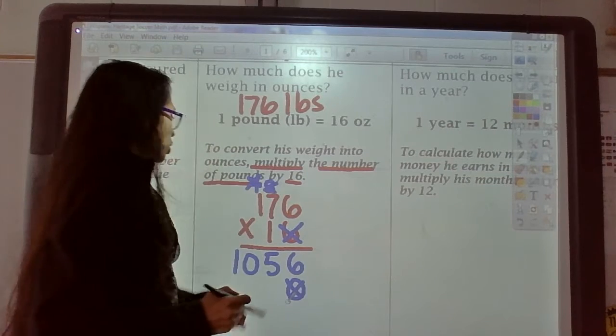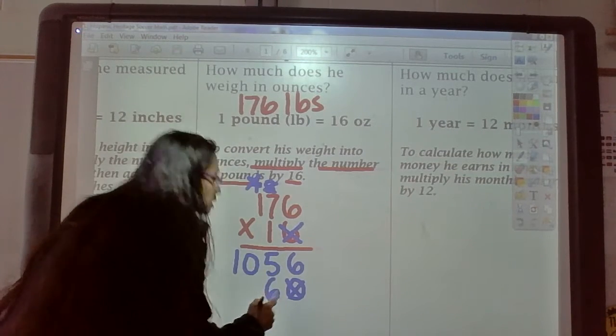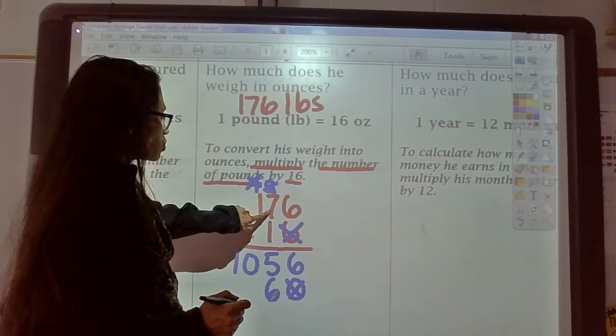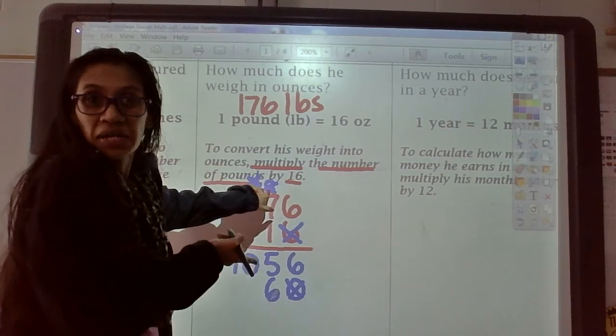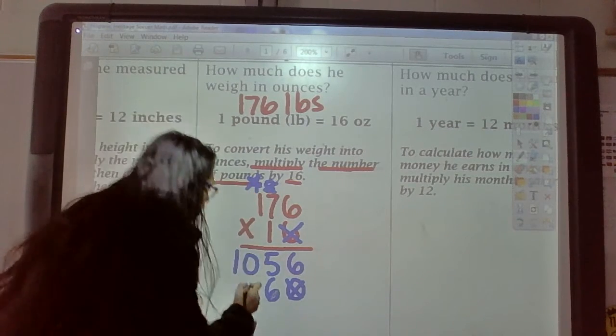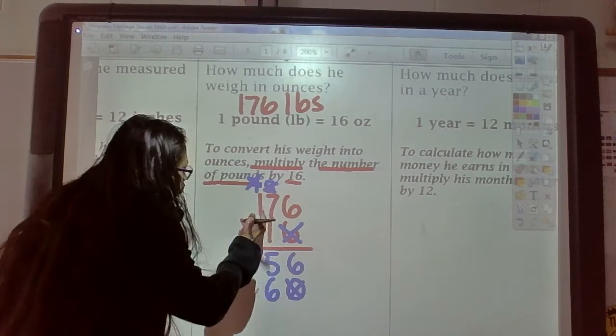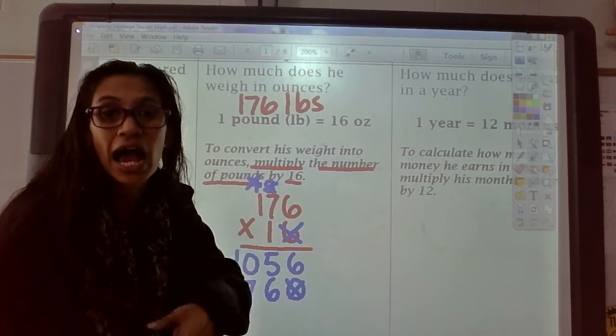Right there, placeholder. Then I do 1 times 6 is 6. And then I do 1 times 7 is 7. See, if you didn't cross that out, you might add it by accident. I'm glad I crossed it out. Make sure you do too. 1 times 7, that's 7. 1 times 1 is 1. Now what? Okay, we need to add them together.